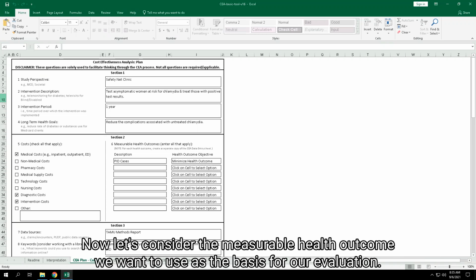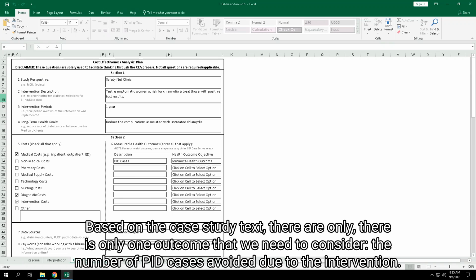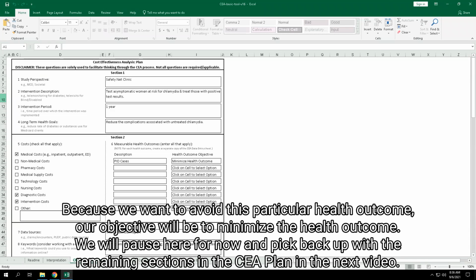Now let's consider the measurable health outcome we want to use as the basis for our evaluation. Based on the case study text, there is only one outcome that we need to consider: the number of PID cases avoided due to the intervention. Because we want to avoid this particular health outcome, our objective will be to minimize the health outcome.